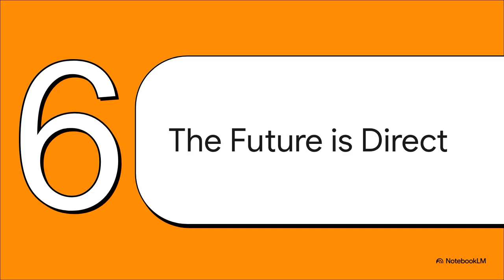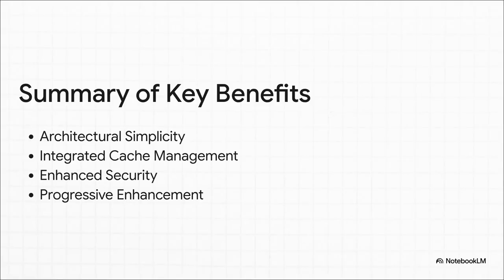Okay, let's wrap this up. Section 6, the future is direct. When you put all this together, what does this shift really mean for us, the developers building these apps? Where is all of this going? So to recap, the benefits are so clear and powerful. First, we get a much simpler architecture with way less boilerplate code to write. Second, we get this robust, totally integrated solution for managing the cache, which solves that stale data problem for good. And third, we get better security and accessibility right out of the box, without even trying.